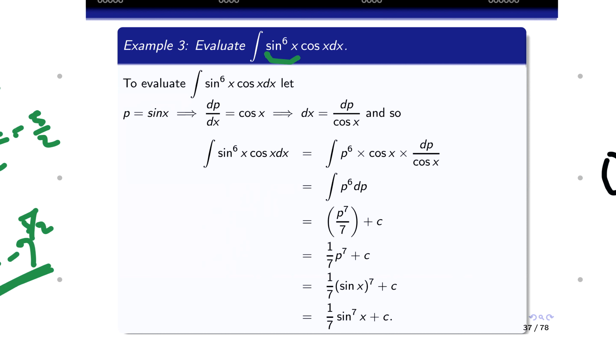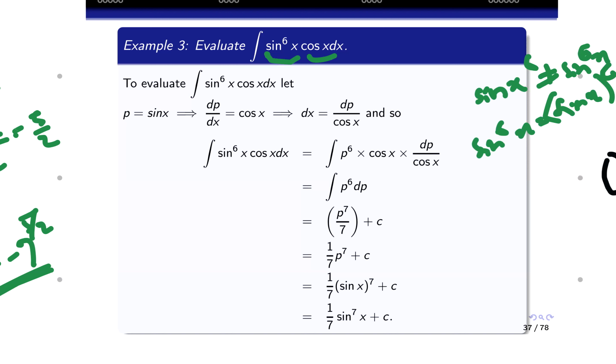And then you have sine x raised to power 6 multiplied by cos x dx. Now, it is very important to note that sine x raised to power 6 is not the same thing as sine 6x. Actually, sine x raised to power 6 is the same thing as sine x all raised to power 6. Extremely important to note that. All right. So that's the idea.